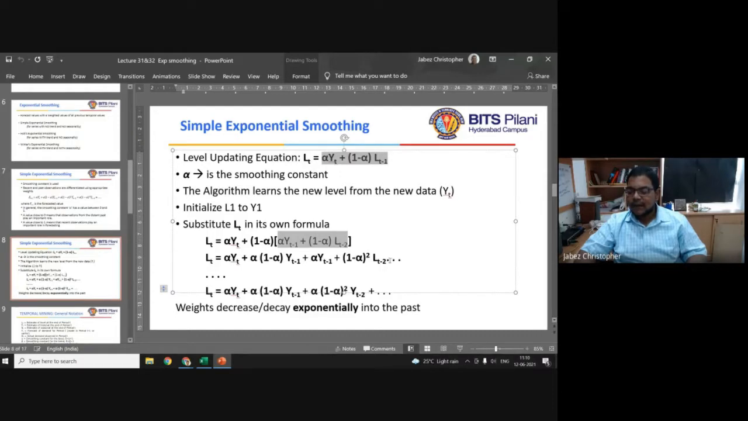And after expanding it and removing the common terms, we see that the weights exponentially decay into the past. It becomes (1 minus alpha), (1 minus alpha) squared. So as the expression goes up, the weightage for the nearer components is increasing exponentially. So nearer components are given more importance. That's why it is called exponential smoothing, as the weights exponentially decay.